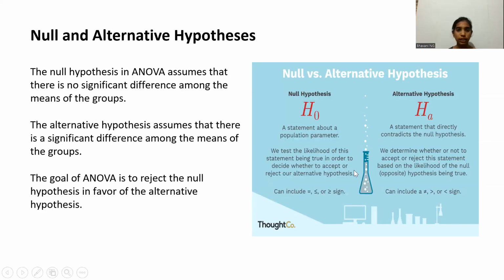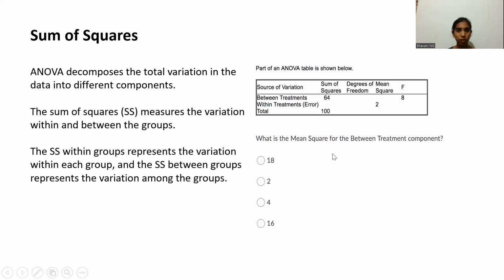Null and alternative hypothesis. The null hypothesis of ANOVA assumes that there is no significant difference among the means of the groups. The alternative hypothesis assumes that there is a significant difference among the means of the groups. The goal of ANOVA is to reject the null hypothesis in favor of the alternative hypothesis.